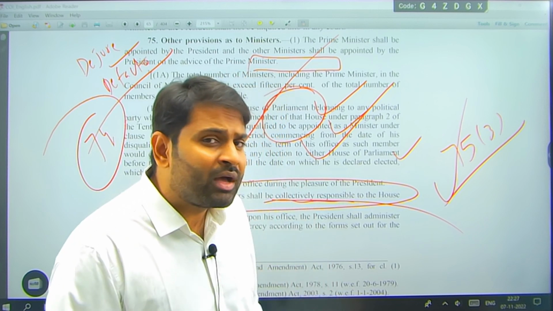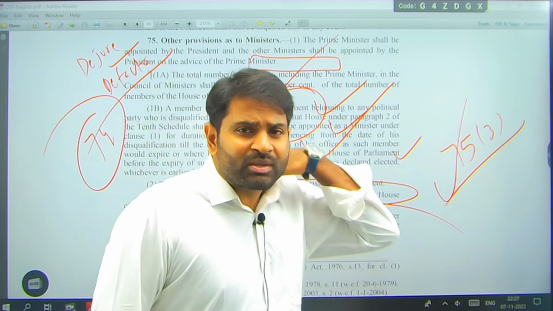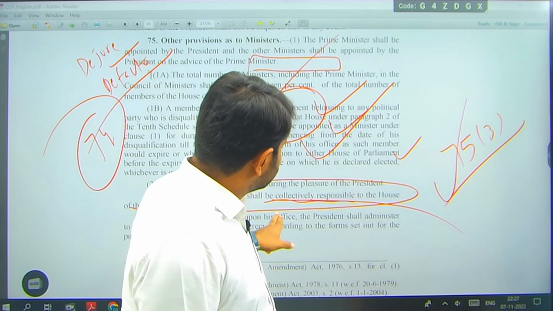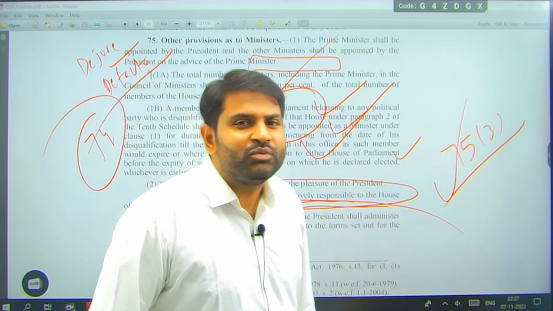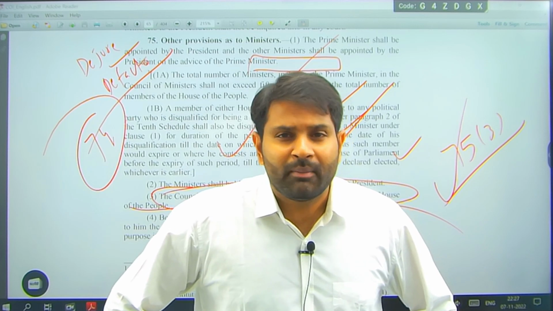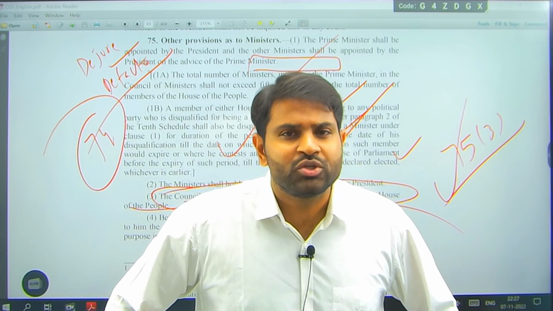Who gave the power to the parliament? Lok Sabha, that is people, right? So they are responsible to Lok Sabha. So which is the sovereign institution, the ultimate sovereign institution in India? That is parliament. Parliament is the ultimate sovereign institution in India.